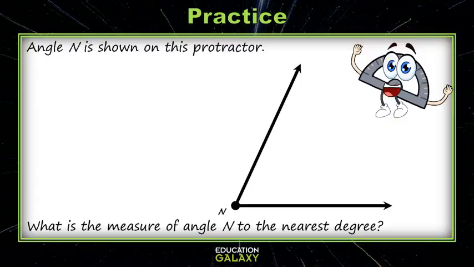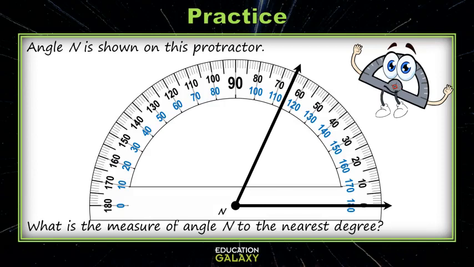Angle N is shown on this protractor. What is the measure of angle N to the nearest degree? Well, step 1, place the protractor's center on the vertex and line up on the protractor. Check. Step 2, determine whether the reading is on the inside scale or the outside scale. Well, let's see. The ray is pointing to the right, and the scale that starts at the right is the outside scale. So that means I'm looking at the outside reading. And step 3, read the measurement. Well, if I look at the outside reading, it's right in between 60 and 70, so that would mean it's 65. So our answer is 65 degrees.